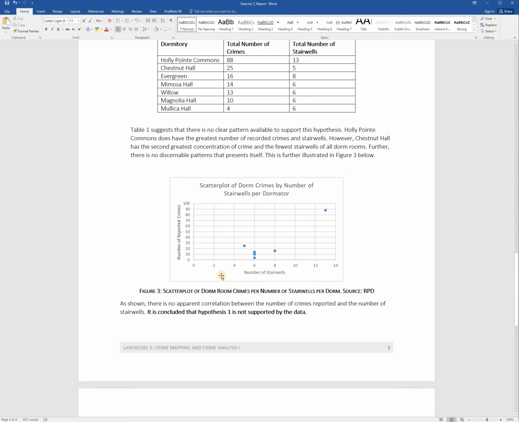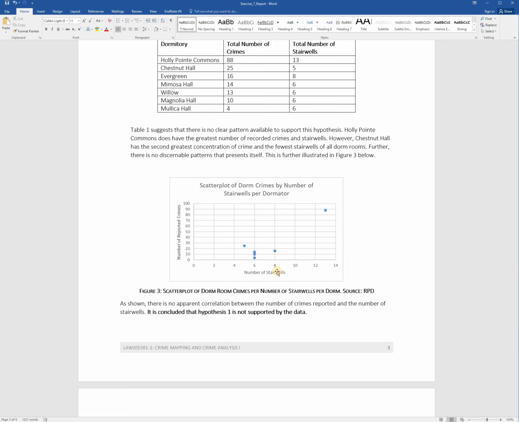Although this is a great starting point, another thing we could do is look at a scatter plot. I'm going to walk you through how to create scatter plots in Excel as I continue with this lecture. Scatter plots are useful because we can see whether we find any correlation between two variables. Here in this hypothesis, we're looking at the number of reported crimes and the number of stairwells. Number of crimes is on the vertical axis, and number of stairwells is on our horizontal axis.